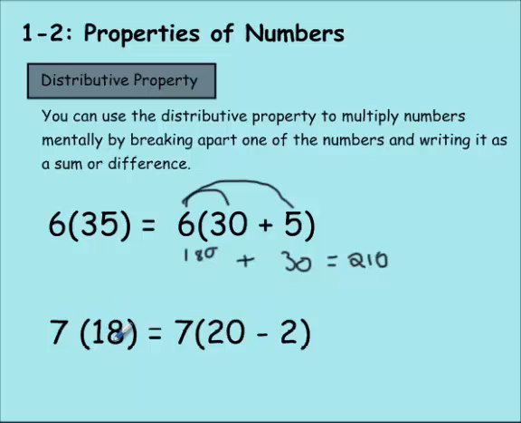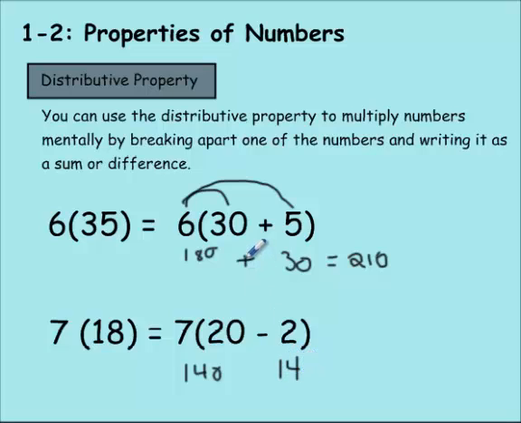18 is really close to 20. So if you do 7 times 20 minus 2, which would still equal 18, you can do the same thing and get the same answer. 7 times 20 is 140. 7 times 2 is 14.